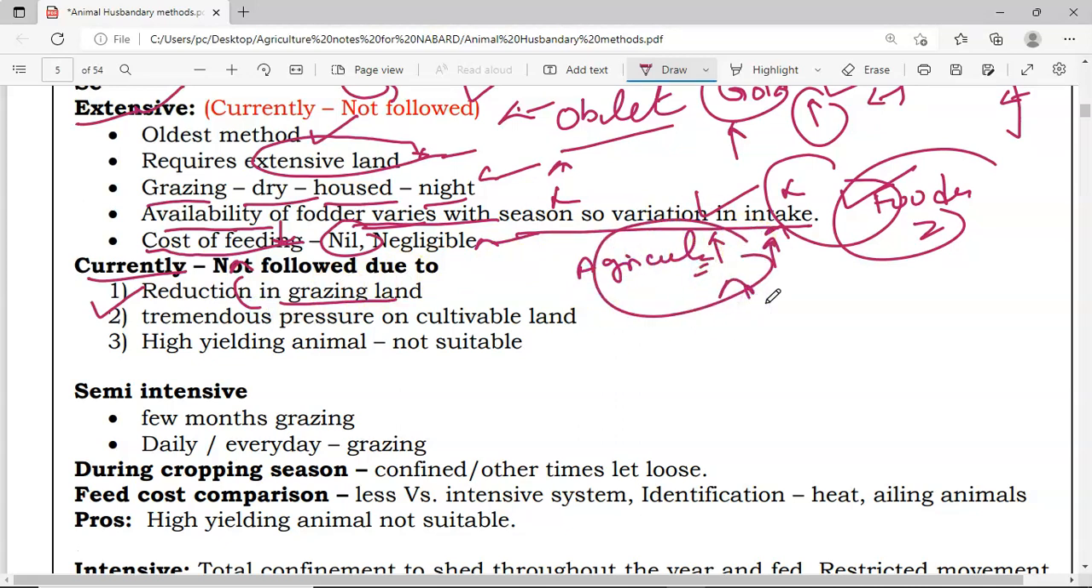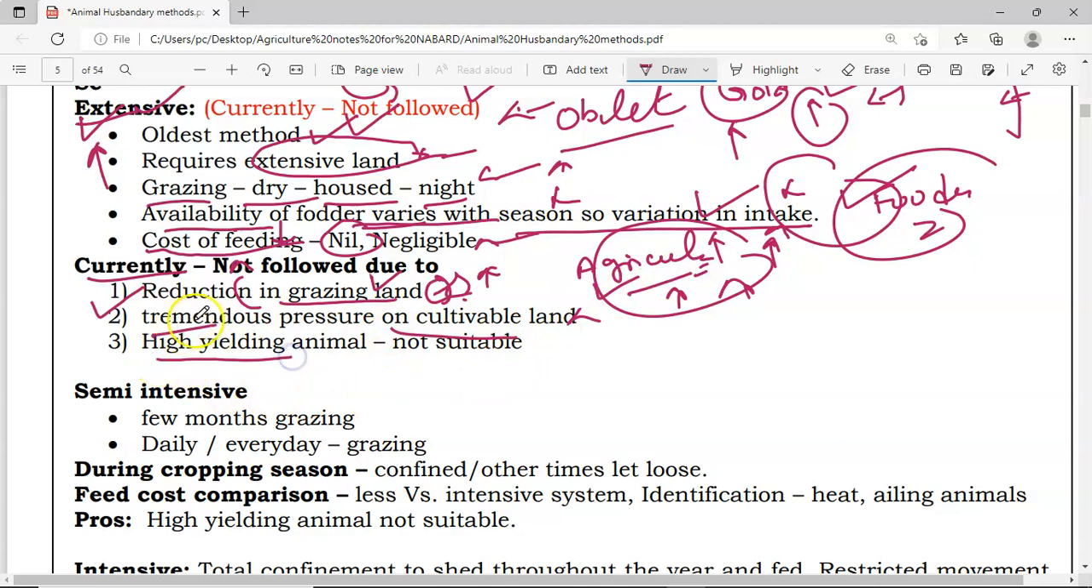Why? Because we are thinking to increase the higher production or per hectare availability of the crop from our field. So can you think that if the agriculture system is under pressure, what about the grazing land? These lands are also going to decrease. That's why this system is also becoming obsolete. It is not followed these days. There is a tremendous pressure on cultivable land. I have already told you.